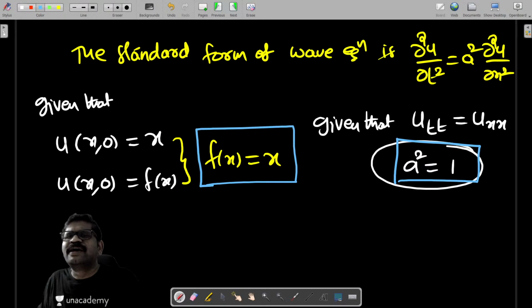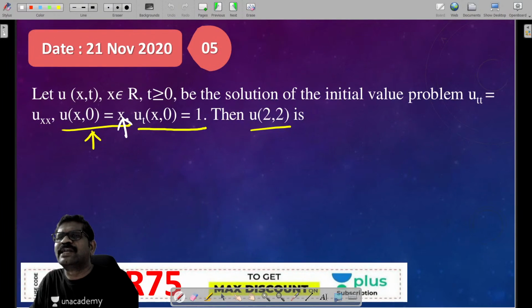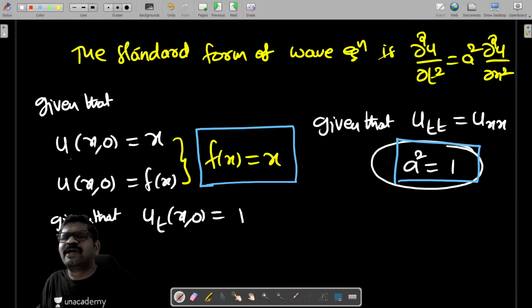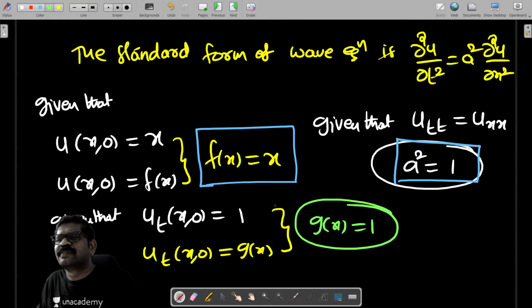Next, given that u_t of x comma 0, initial velocity 1, is provided. In general, we represent u_t of x comma 0 by g of x. Therefore, by comparing these two, you can write g of x is 1. Now, I am going to apply D'Alembert solution of wave equation.